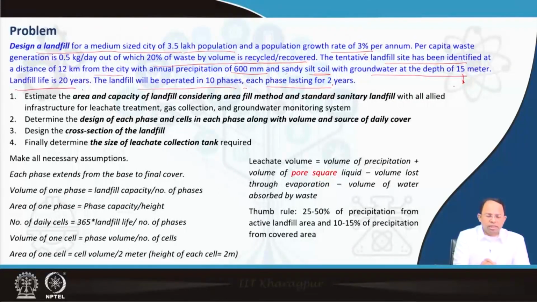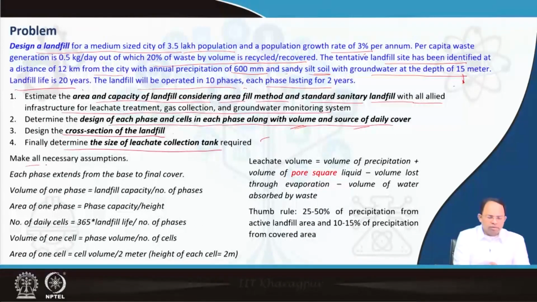So what we have to estimate? We have to estimate the area and capacity of the landfill considering area fill method and standard sanitary landfill with all allied infrastructure for leachate treatment, gas collection, groundwater monitoring system. Determine the design of each phase and cells in each phase along with the volume and surface and the source of daily cover. So that means for each phase, how much amount of volume, what would be the cell size in each phase, what would be the volume required, what would be the amount of daily cover required, this has to be determined. Design the overall cross section of the landfill, and finally determine the size of the leachate collection tank. So these are the things that have been given to us.